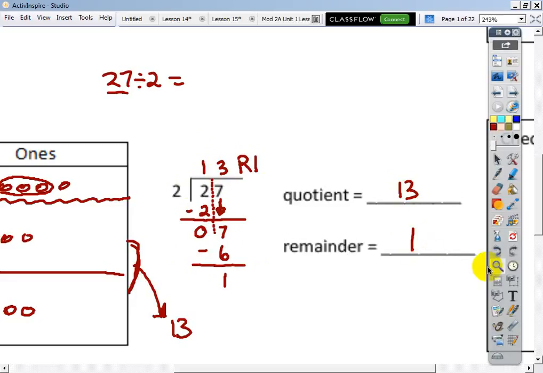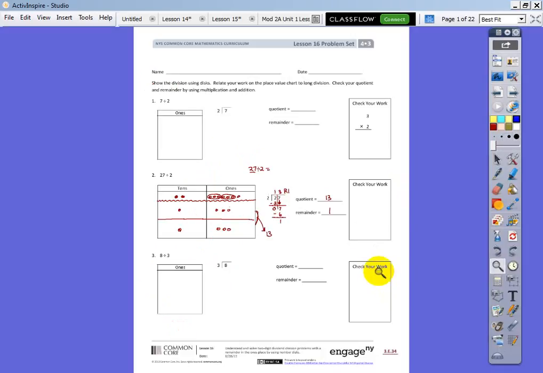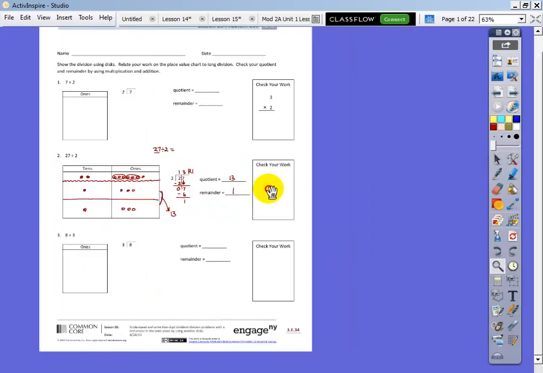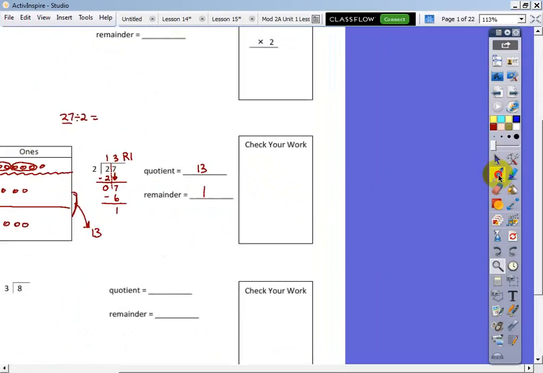How do we prove that? Well, let's go over and prove that here. Check our work. Does it really work? Is 13 times 2 close to 27, right? It's 26. Very close. 2 times 3 is 6, 1 times 2 is 2. But we have to add that 1 remainder in, and will we get to 27? Yes, we will.